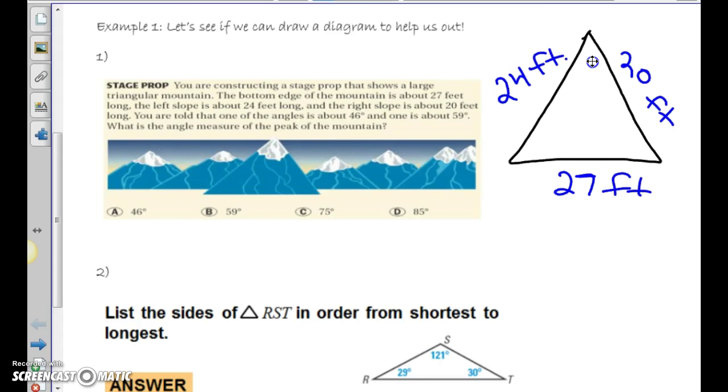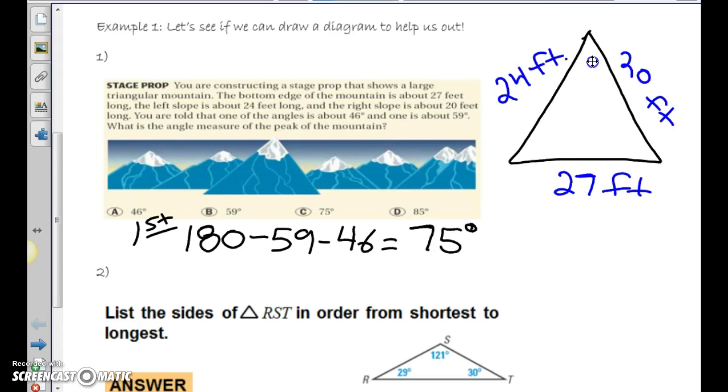Well, the first thing you've got to do is figure out that third angle. So the first thing I'm going to do here, looking at the problem, to find that third angle, I'm going to do 180 minus 59 minus 46. And if you do that and you punch that in, you're going to get 75 degrees. Looking at your answer choices, that would be choice C. That's the first part. The second part goes back to what's up at the top.